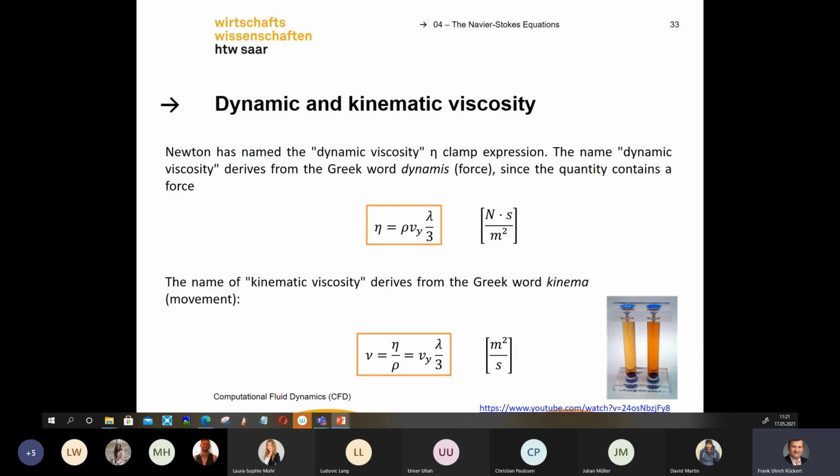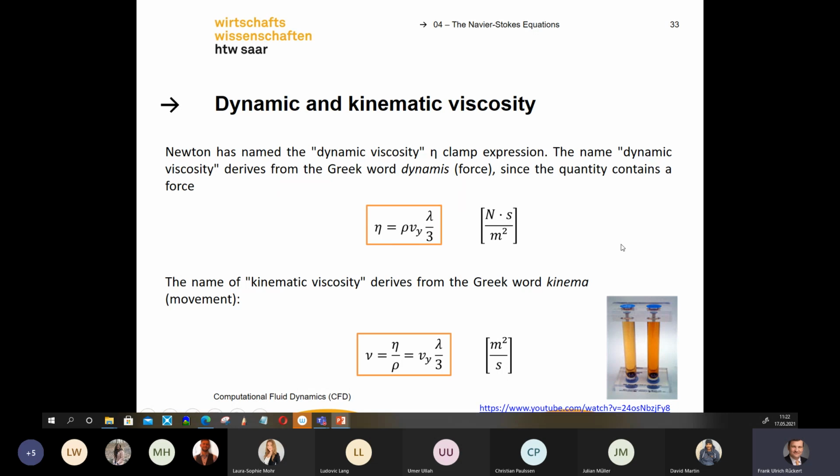We have a so-called dynamic viscosity and we have a kinematic viscosity. The dynamic viscosity with the symbol eta has the unit Newton times second divided by square meter. And the so-called kinematic viscosity is the dynamic viscosity divided by density, and then we get the unit square meter per second. And please be careful. The values of these different viscosities have a really big difference. It can be a factor of 1,000 different in value.